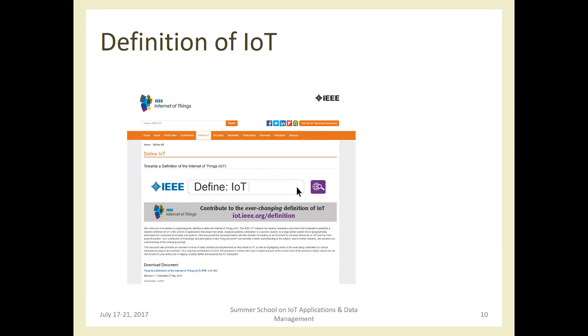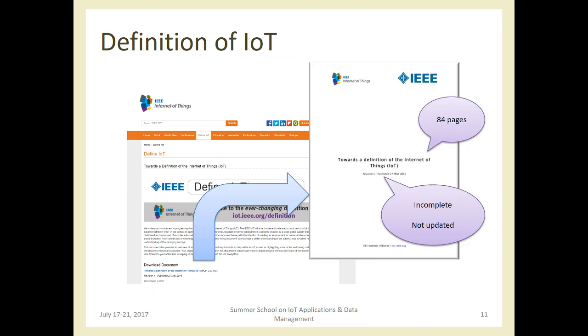So let's ask the same question, define IoT, to the IEEE, to check whether they have a better or the official definition. When you are building some networking, you should be compliant with IEEE 802.11 ABCD, whatever. So the standard should be there. And they have a very promising page that is called slash definition. We got there, and we downloaded the document. And here comes the disappointment from my point of view.